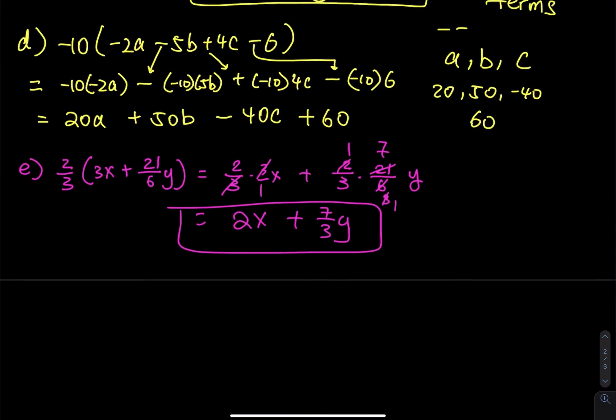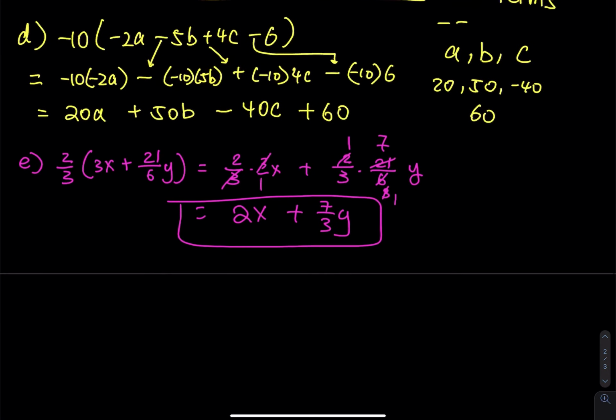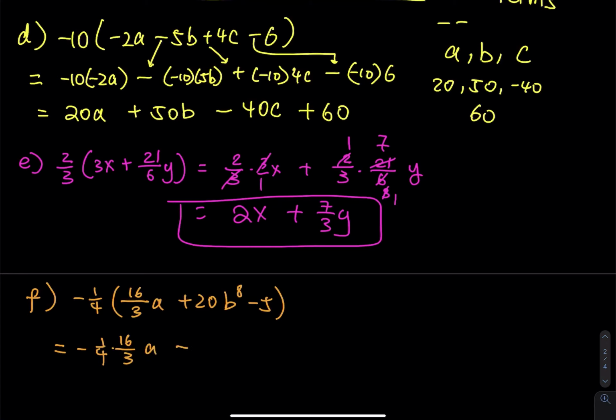And then F, you have negative 1 over 4 times 16 divided by 3 times a plus 20, not 28, 20 b to the 8th power minus 5. So this one is negative 1 over 4 times 16 over 3 a, and then plus negative 1 over 4, the 20 is 20 divided by 1 b to the 8th power, and then this minus will carry over negative 1 over 4, the 5 is just a 5 divided by 1.